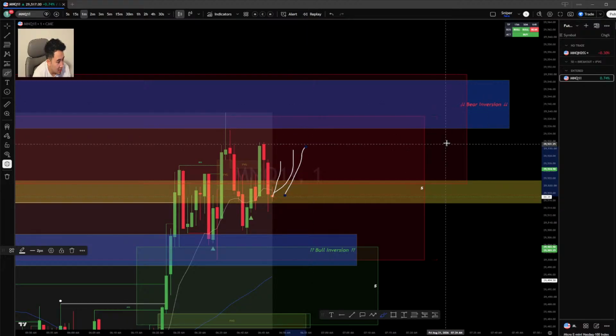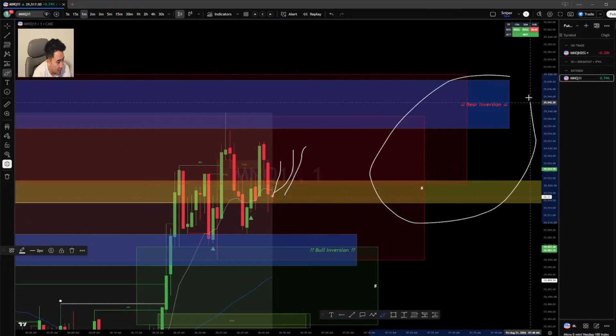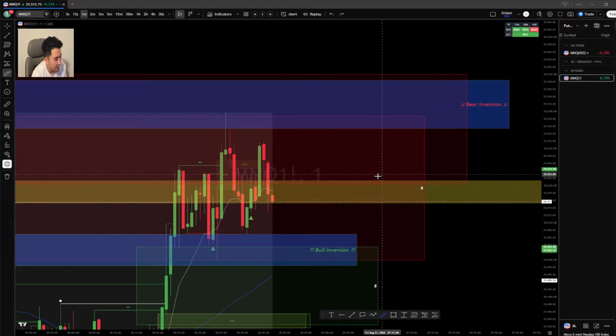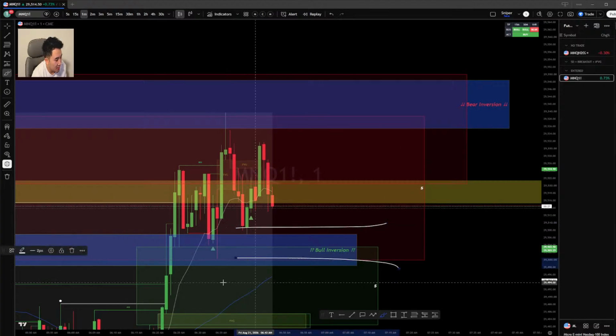We're sitting in this whole bearish area right here, and then it may come back down.